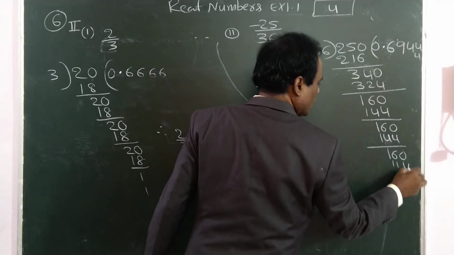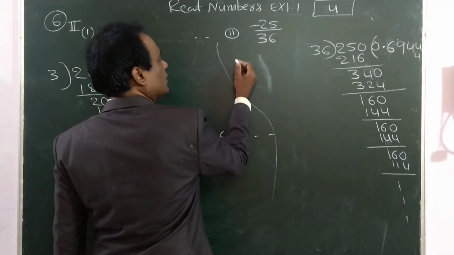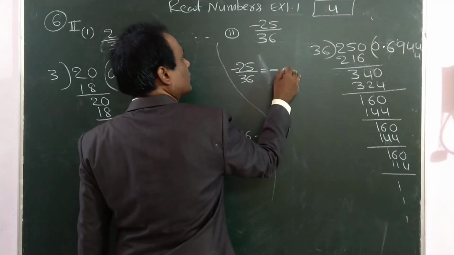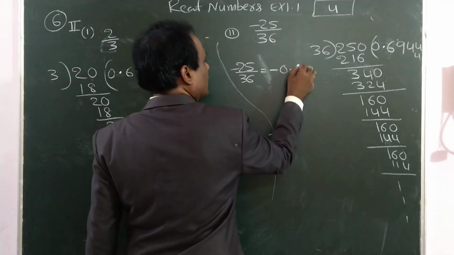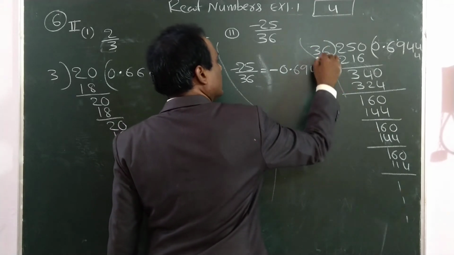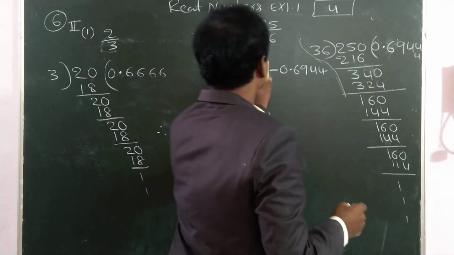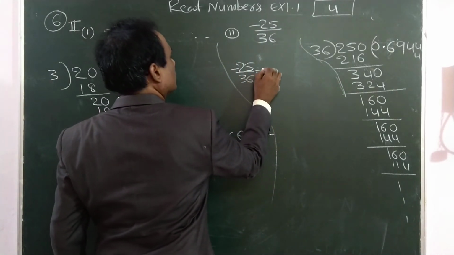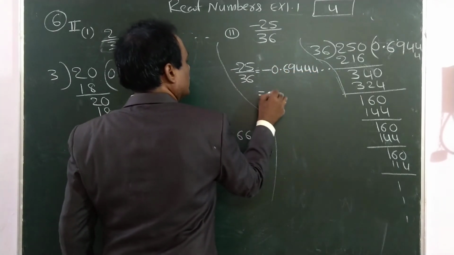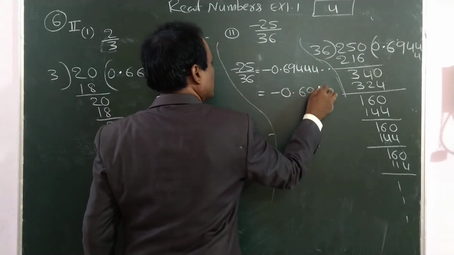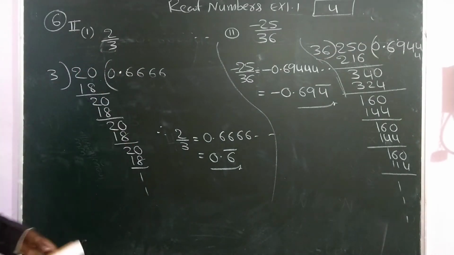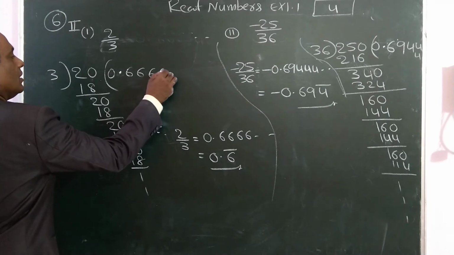Like this it will continue, there is no end. So the answer is minus 25 by 36 is equal to minus 0.69444 and so on. It will continue, there is no end. Minus 0.69444 and so on. This can be written as 0.694 bar, like this.